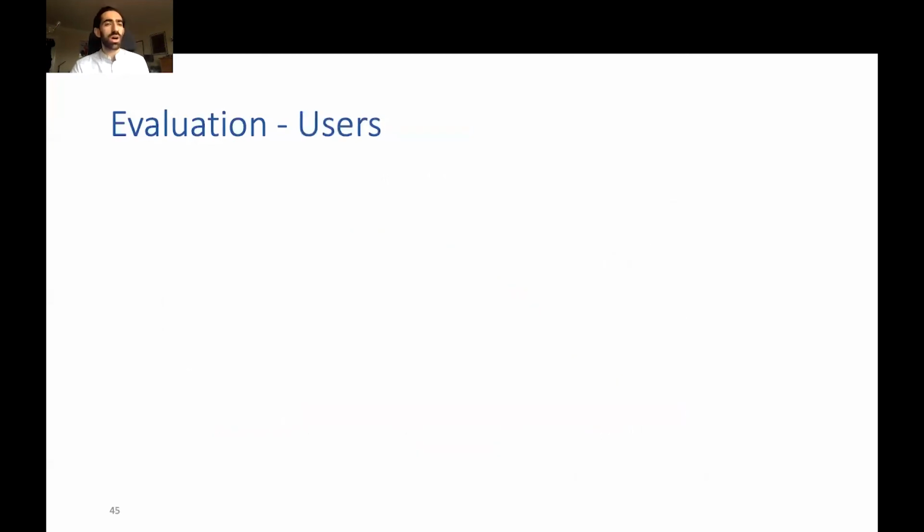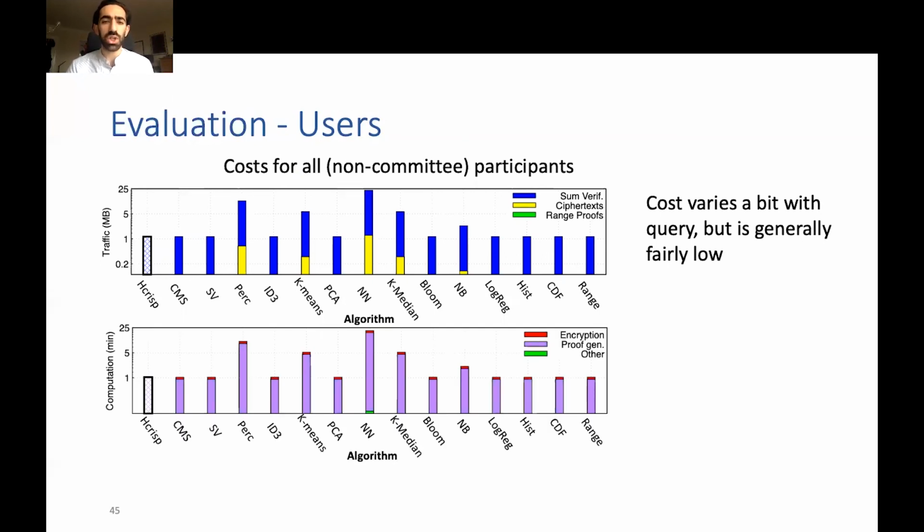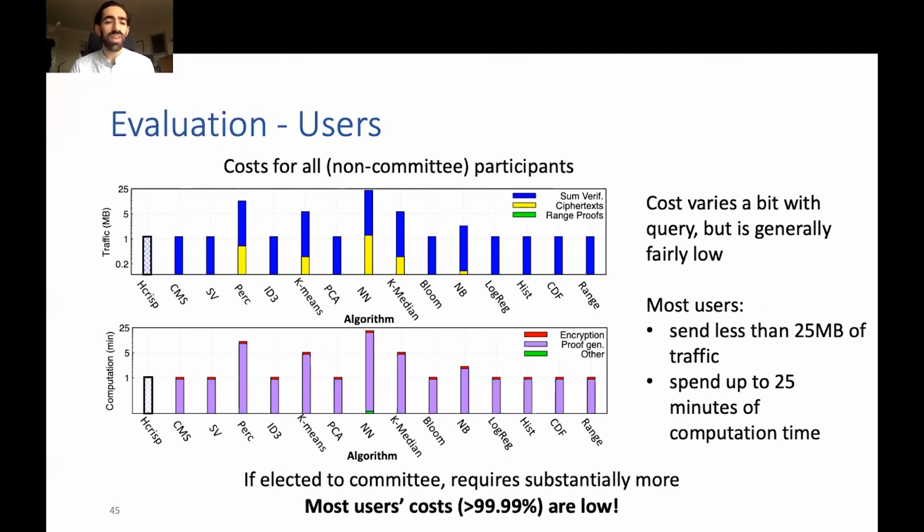So now I'm going to turn to the costs of participants in the system. First, for all non-committee participants, I'm showing here the bandwidths on the y-axis in megabytes, and on the x-axis we have all the different algorithms that we tried. We can see that the cost varies a bit with query, but is generally fairly low. And we can see a very similar trend with computation. So most users will have to send less than 25 megabytes of traffic for the most expensive query and spend up to 25 minutes of computation time. If they are elected to the committee, this requires substantially more. However, for the vast majority of users, the costs remain fairly low.